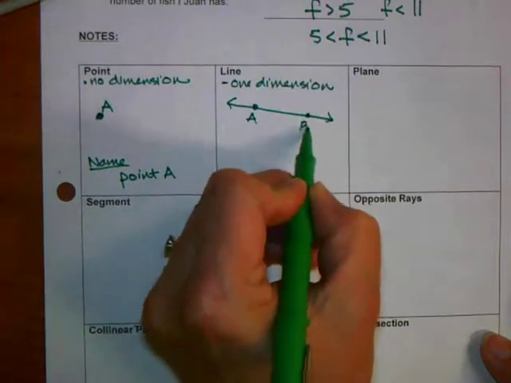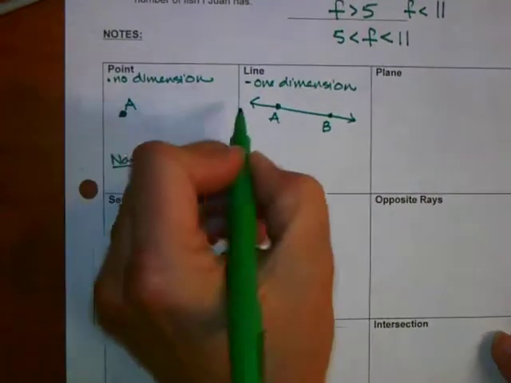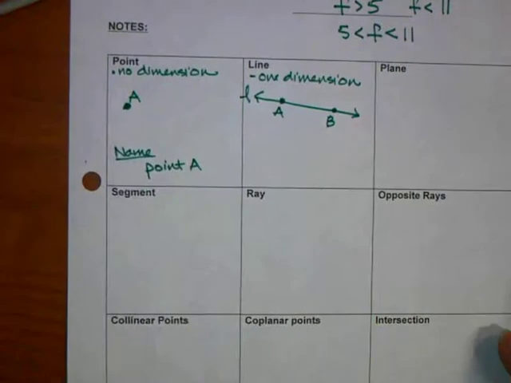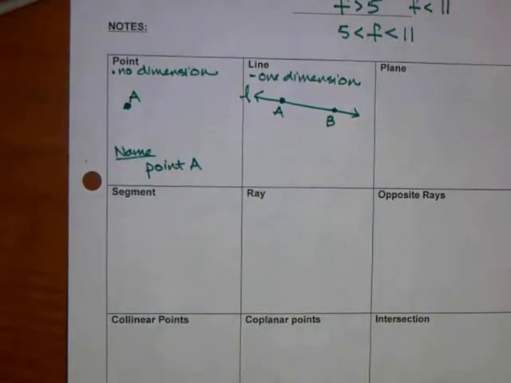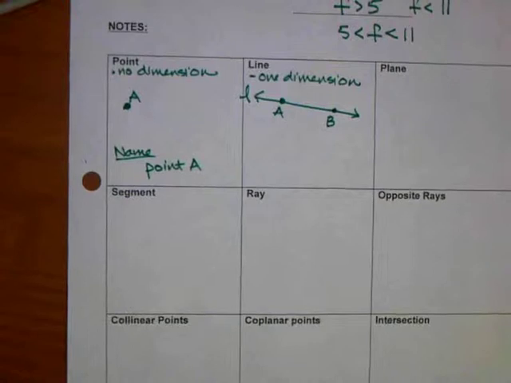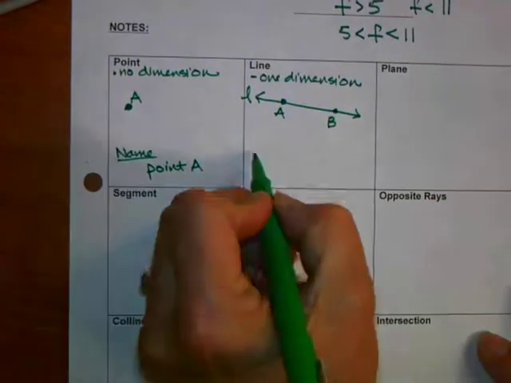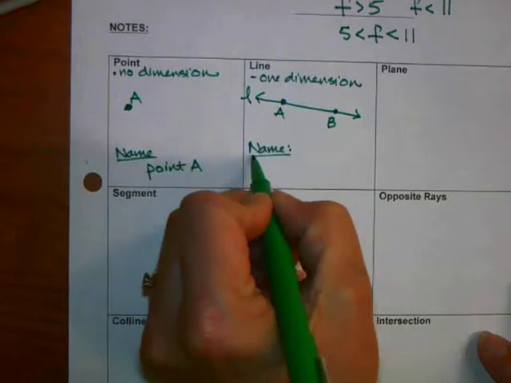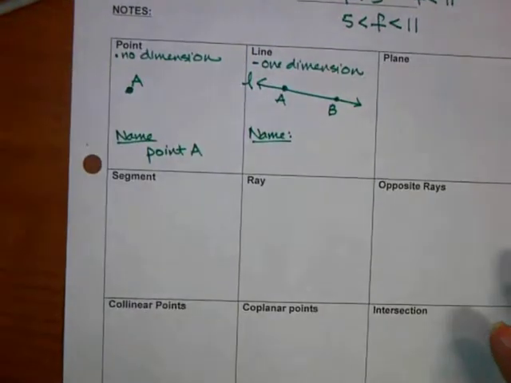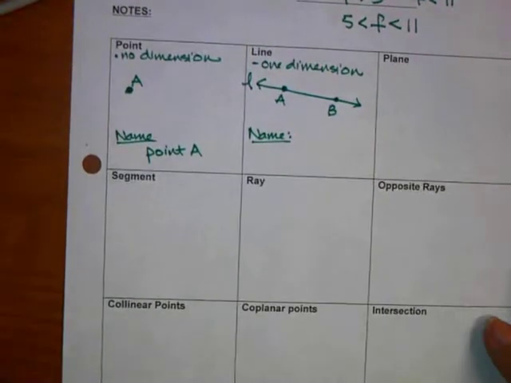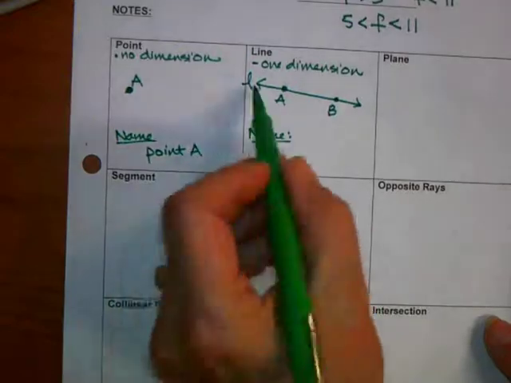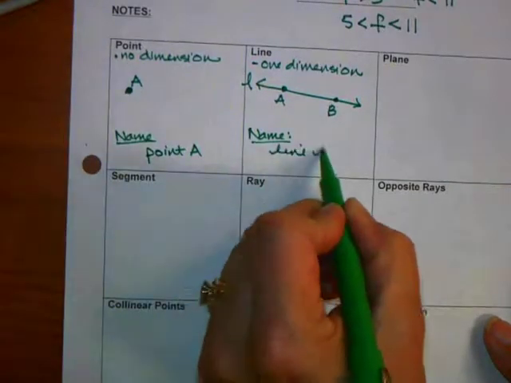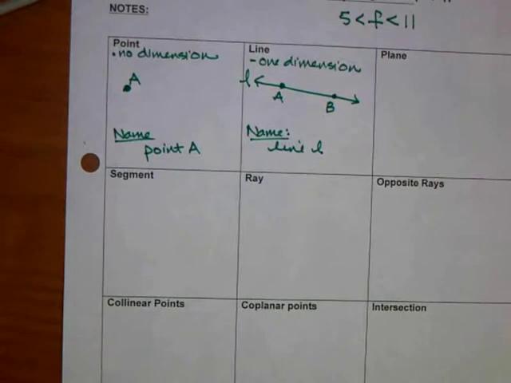You'll often see 2 points, sometimes more. And sometimes there'll be a letter. That's an L, a cursive L. So one dimension. This is how you name it. So you might name it by the letter outside here. So it would be line L. That's one way to name that line.